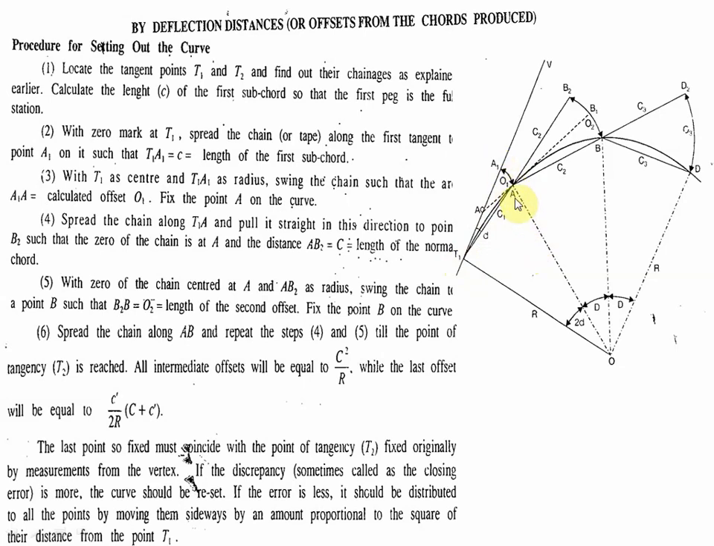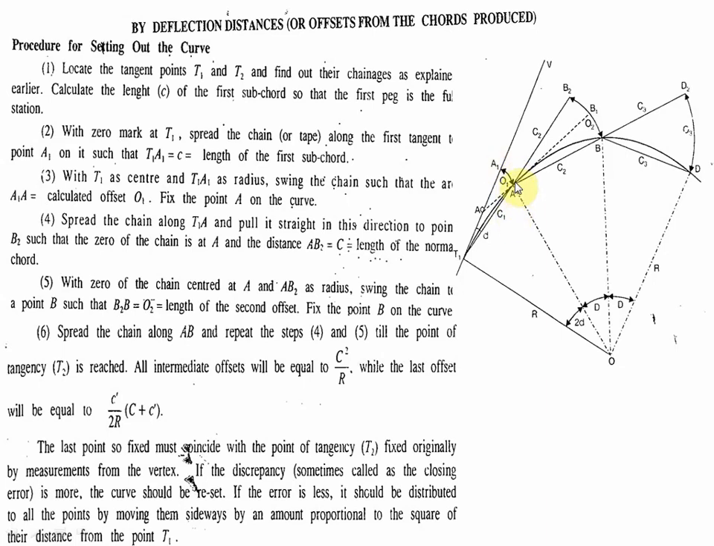So how much do you have to swing? That is equal to O1, such that A1A equals offset O1. You have already calculated this. Okay, got it? You have to hold the 0 point of the tape or chain here, and hold the length of the tape or chain equal to T1A1. Make that the radius, and swing the tape, and A1A should be equal to the calculated offset O1.